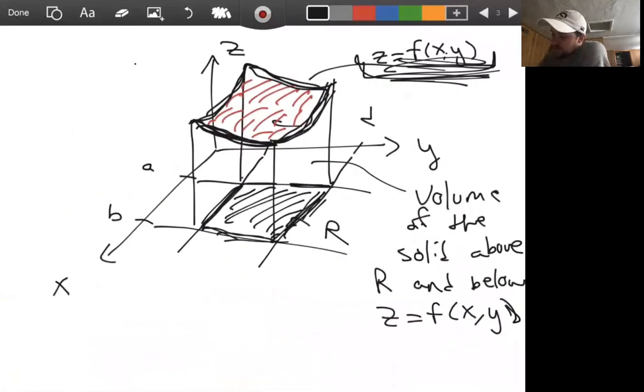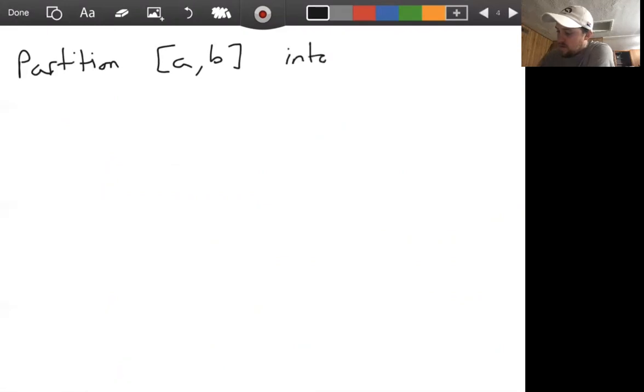Let's partition [a, b] into, let's say, m subintervals.